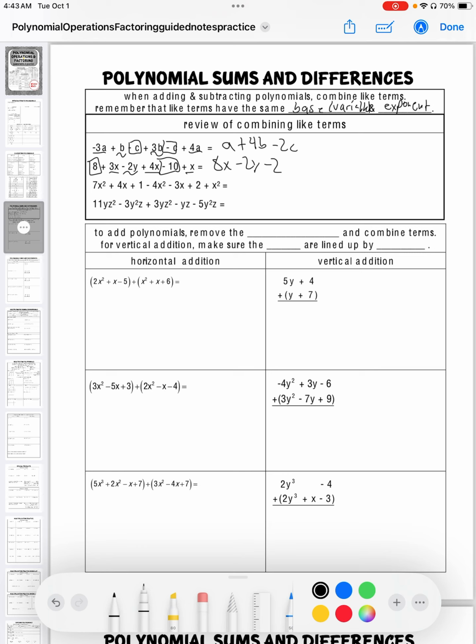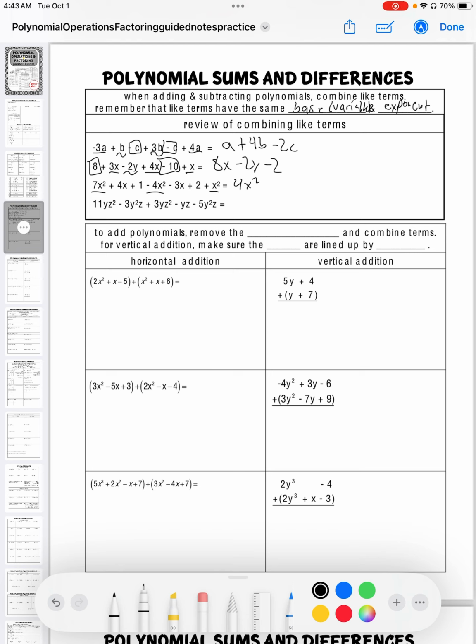Okay, for the next one, we have multiple x terms. So all of our terms that have variables have the same variable. We also need to make sure they have the same exponent. So we can start by combining the ones that are squared. 7x squared minus 4x squared plus x squared. And that would give us 4x squared. 7 minus 4 plus 1 is 4. So we have 4x squared there.